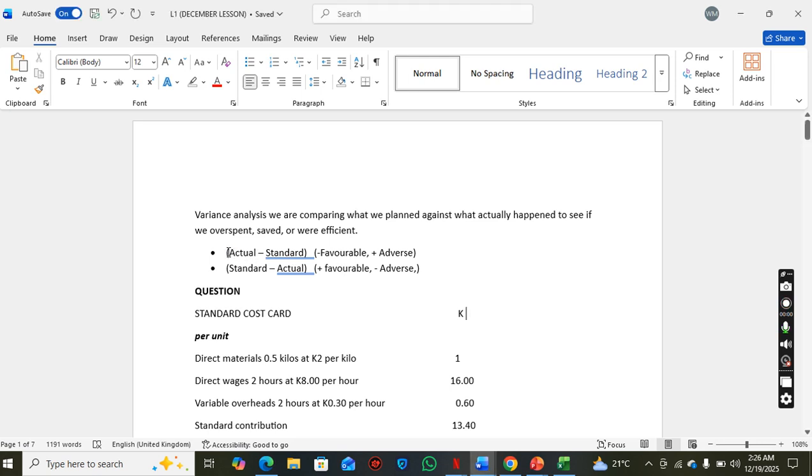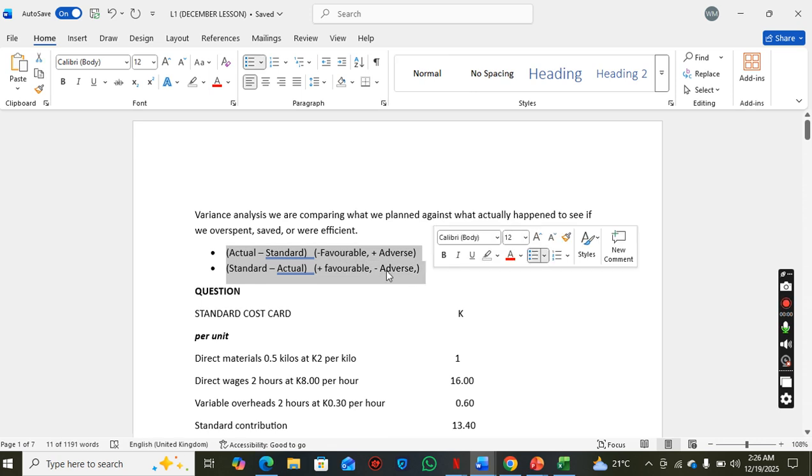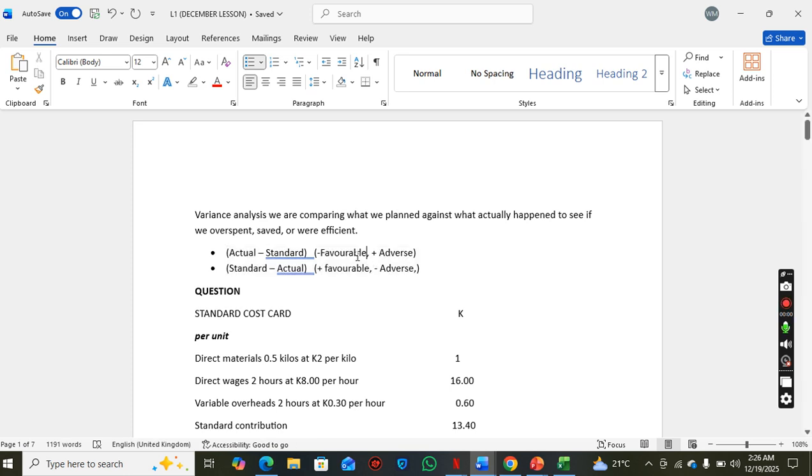Usually with variances, if we are using the formula, if you start with the actual and subtract it from the standard, then any negative value you get is favorable. Any positive value is adverse. But if you start with the standard minus the actual, then any positive value is favorable, any negative value is adverse. Since we usually connect anything negative to be bad and anything positive to be good, I'll use this.